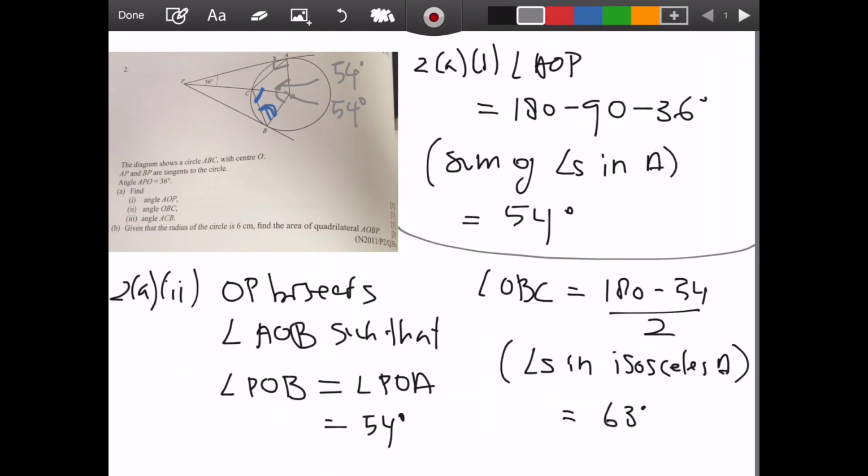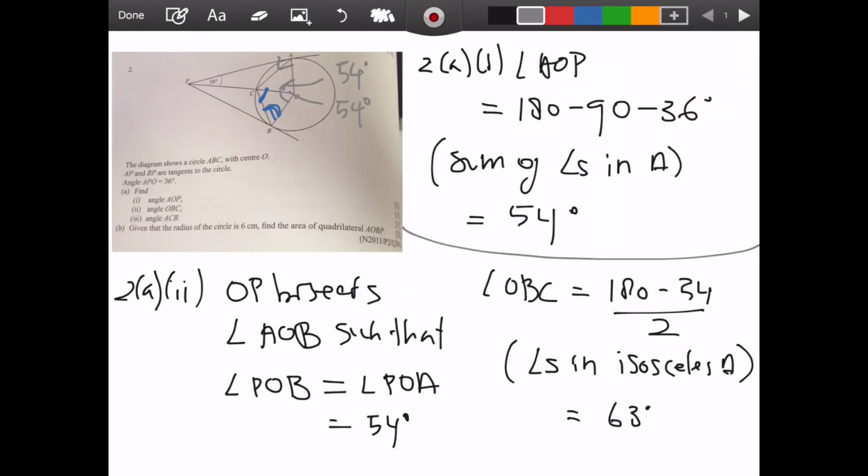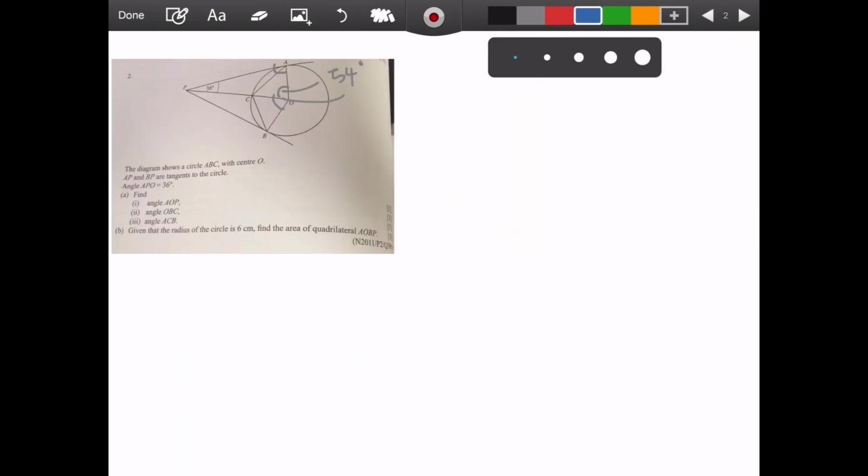Next, let me copy. So this is 90 degrees, this is 54 degrees, this side is also 54 degrees, and the base angle is 63 degrees. This is 63 degrees. Let me just write it down nicely here, so that it's not so ugly.